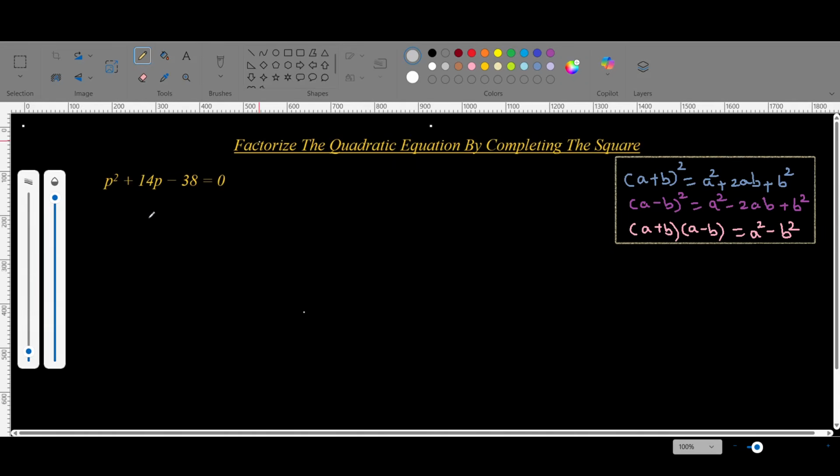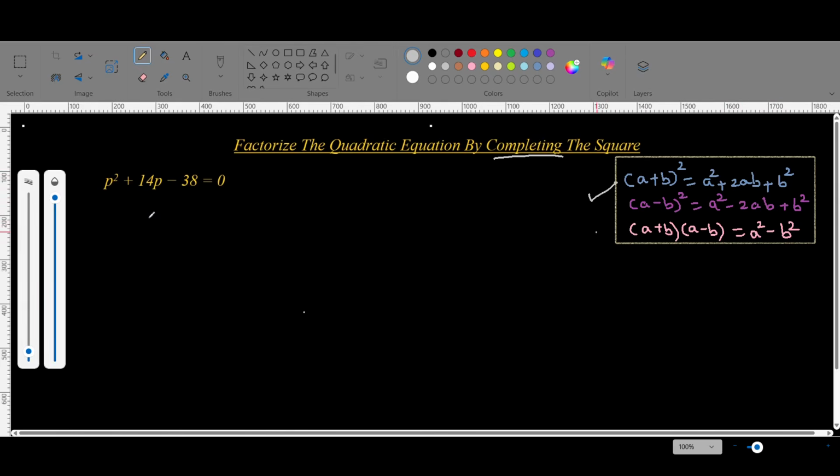A quadratic can be factorized by the completing the square method. While using this method, we can use the identity a plus b whole squared equals a squared plus 2ab plus b squared, or we can use a minus b whole squared equals a squared minus 2ab plus b squared. Occasionally, we use a plus b into a minus b equals a squared minus b squared identity.